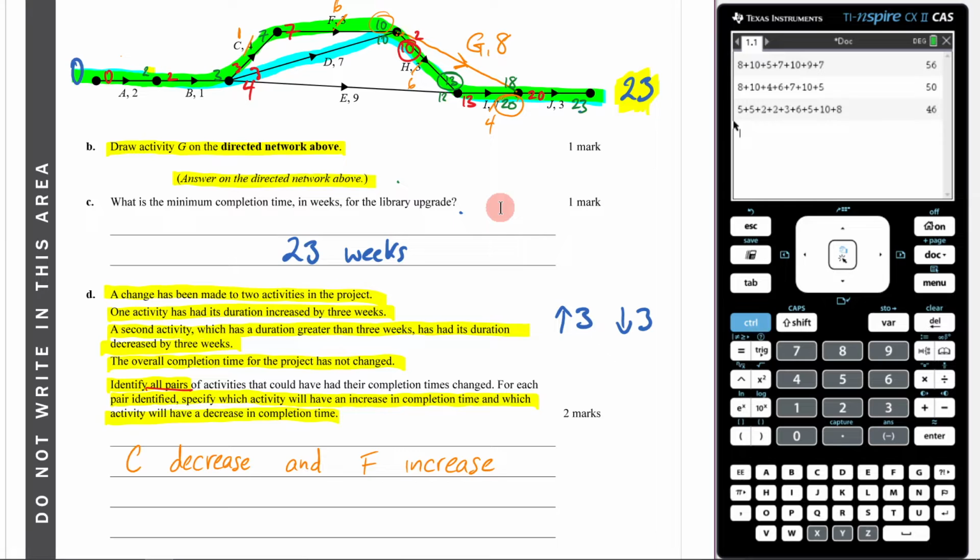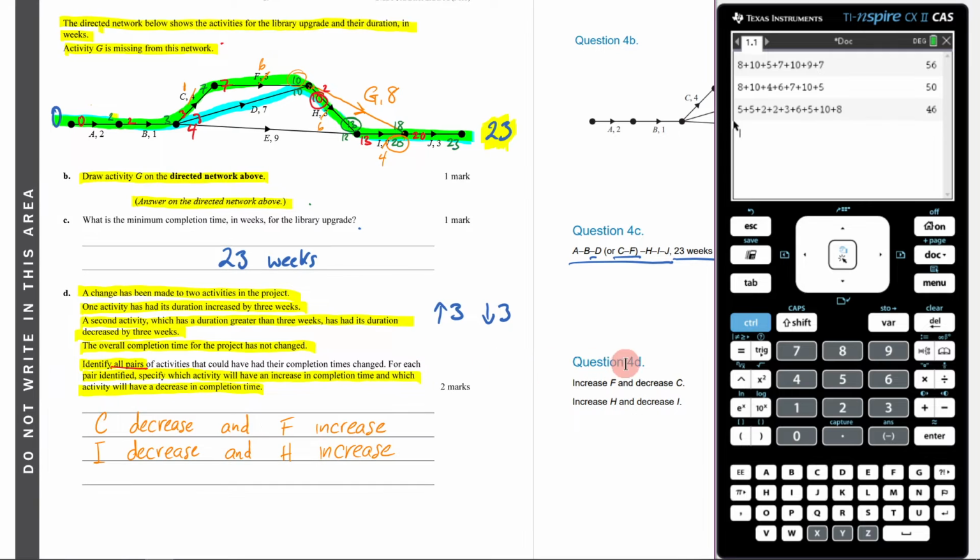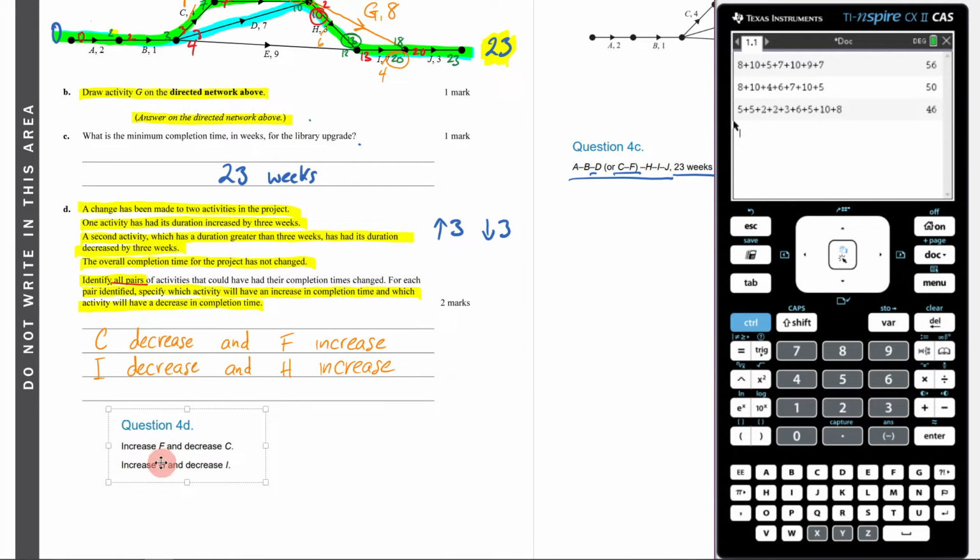So that means I want to increase H and decrease I. So I'm going to say over here, I decrease. That's ugly, let's try that again. I decrease, and H will increase. And that should be my answer. So if I look here and compare, we're saying increase F, decrease C, or increase H and decrease I.